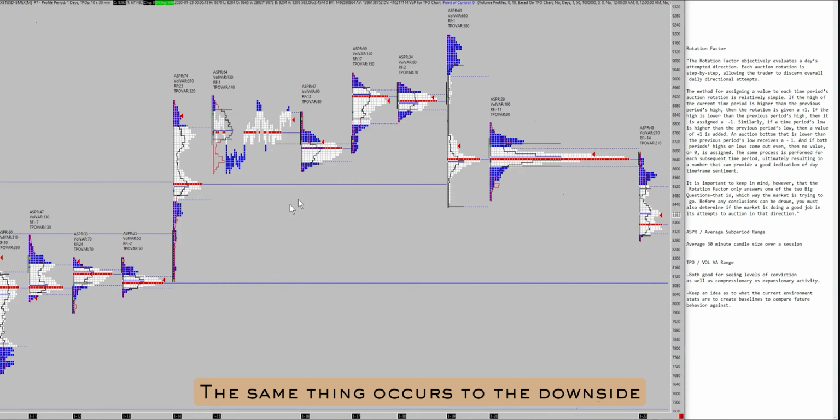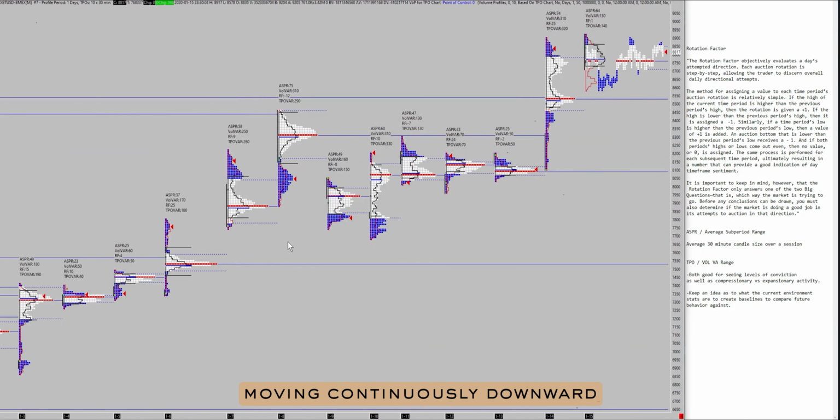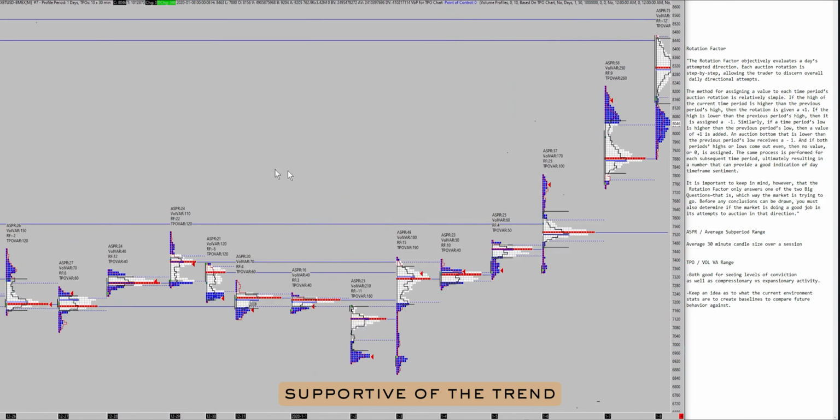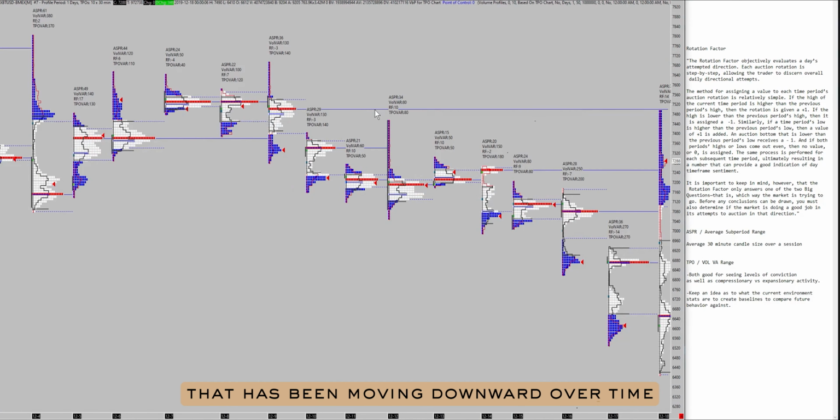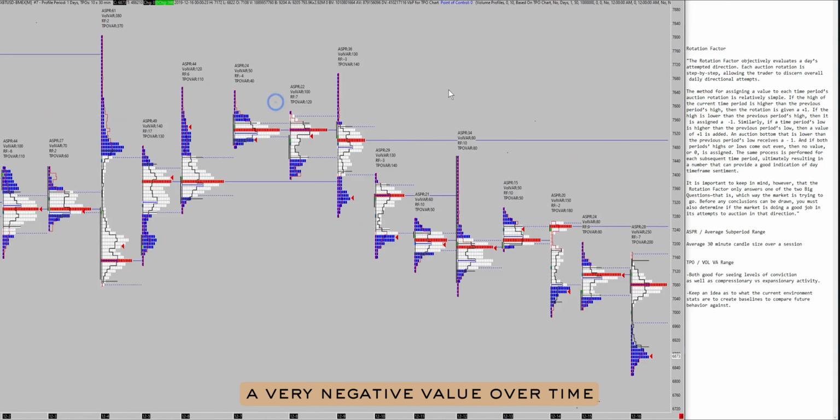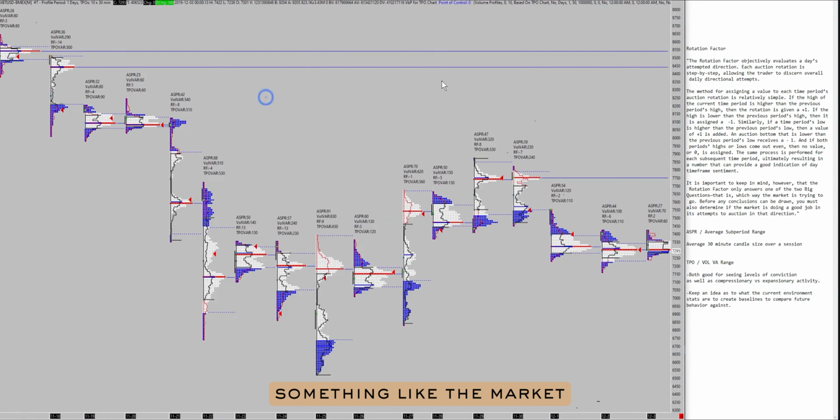The same thing occurs to the downside. If we have the market moving continuously downward, this is going to be supportive of the trend. So if you have a market that has been moving downward over time, with a very negative value over time, and then you have the market moving relatively sideways, well, then we would say, in this case, for example, over here, downward trend, -14, -4, 1, -8, -4. Okay, the market's still moving aggressively to the downside, -13.